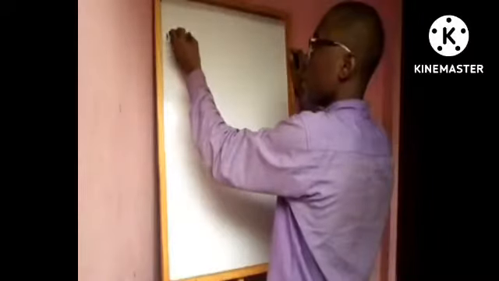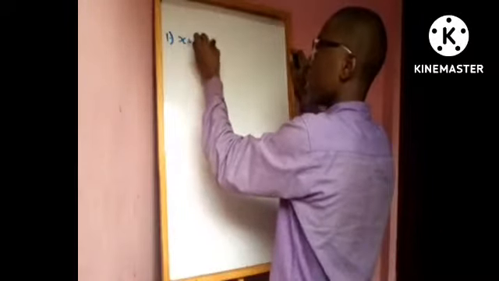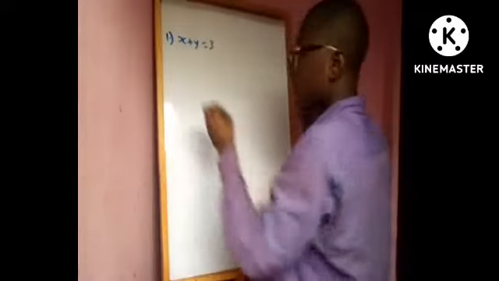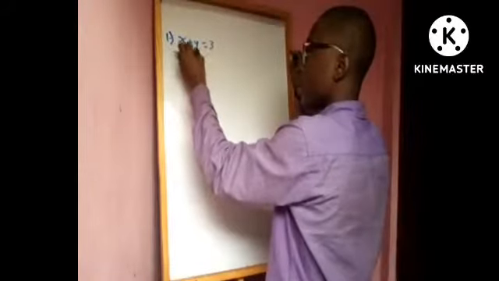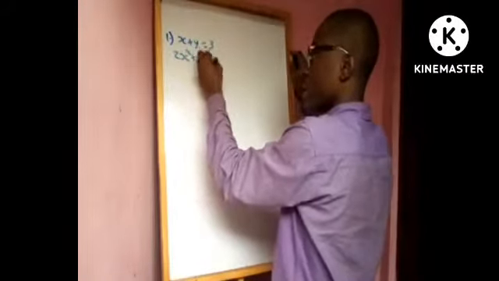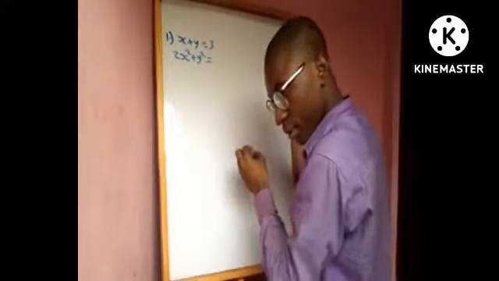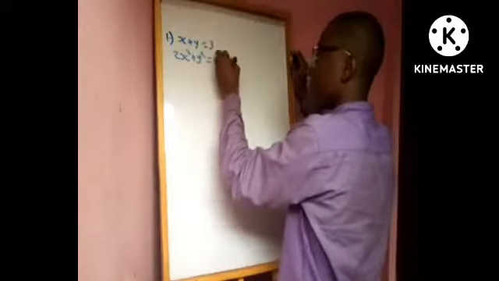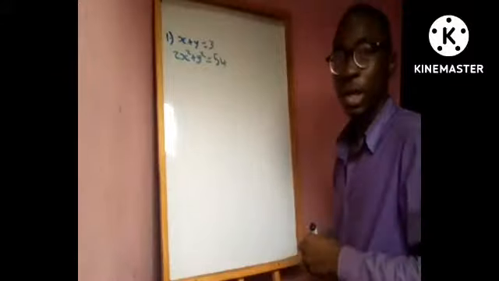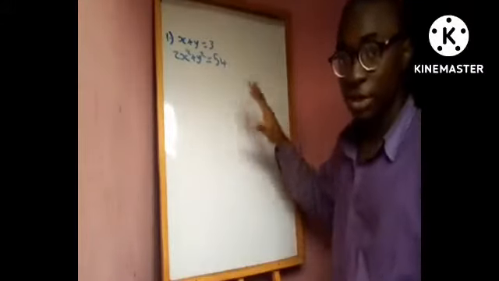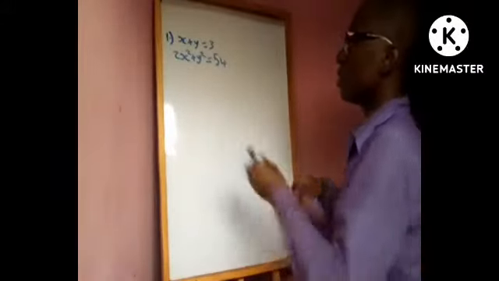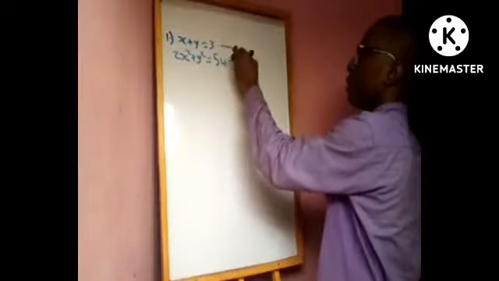The first equation is x plus y equals 3. Then the second equation is 2x squared plus y squared equals 54. So this is the first question, and you can pause this video to try to solve it, but this is the solution. This will be your equation 1 and this will be your equation 2.